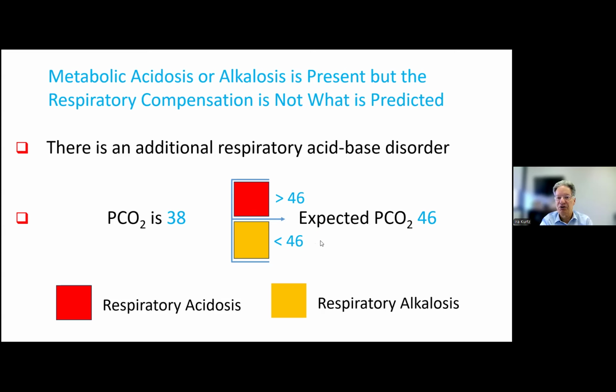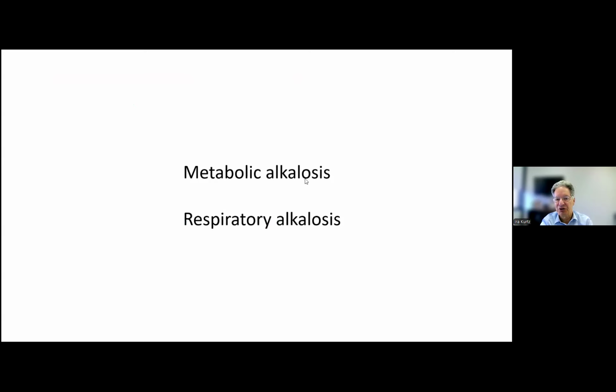If the PCO2, let's say in our patient, was 43, that would be a respiratory alkalosis because the PCO2 should have been 46. That becomes the new level that you define respiratory acidosis and alkalosis from. That's your new floor. So our patient had a PCO2 of 38, and even though it's normal, it should have been 46. So it's below 46. So this patient had a metabolic alkalosis and a respiratory alkalosis.